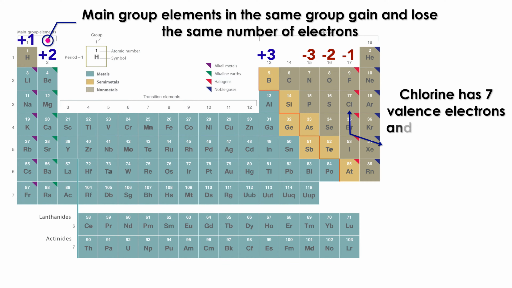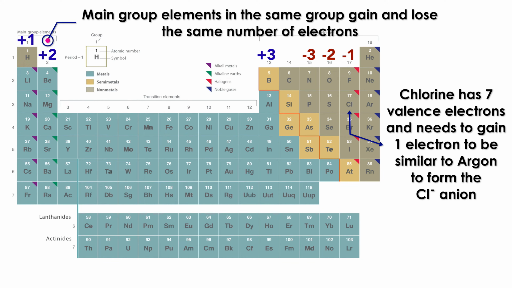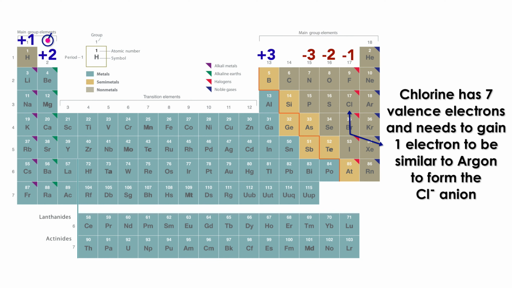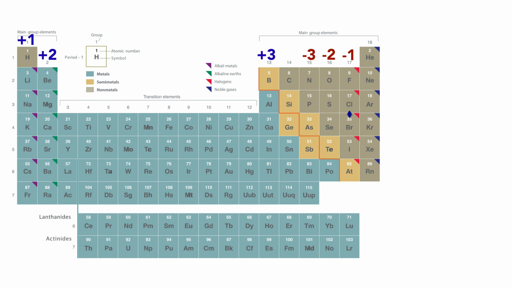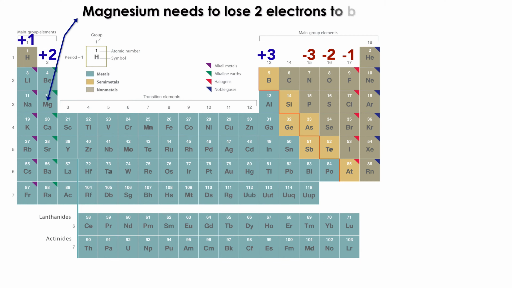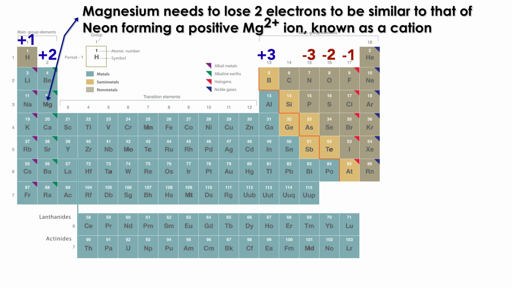For example, chlorine wants to have the same number of electrons as the closest noble gas, which is argon. So when chlorine forms an ion, it will accept 1 electron to have the same number of electrons as argon, giving it a -1 charge. We call this negative ion an anion. When we look at magnesium, the closest noble gas is neon, which comes before it on the periodic table. So magnesium will lose 2 electrons to have the same number as neon, giving it a +2 charge because it has more protons than electrons.